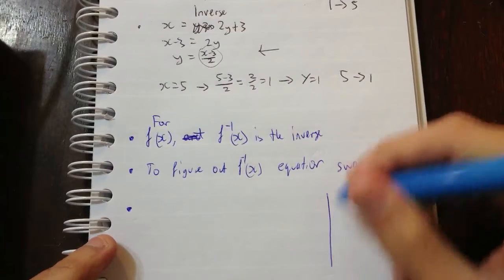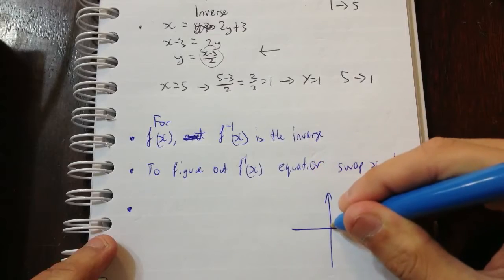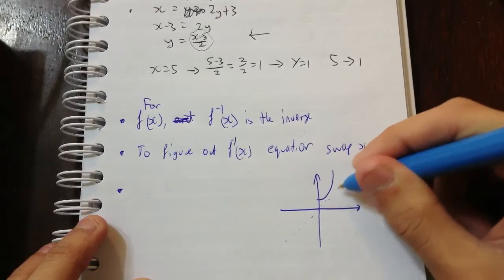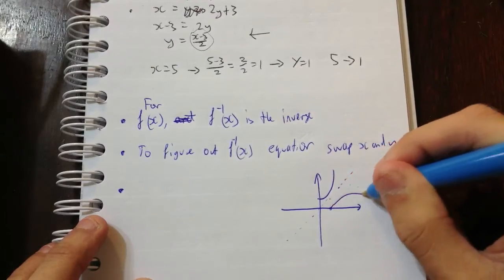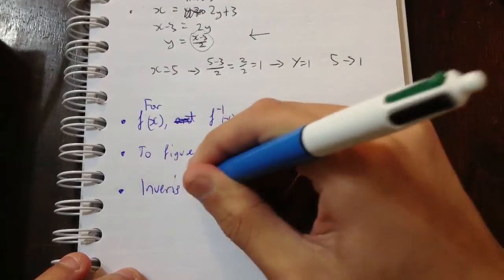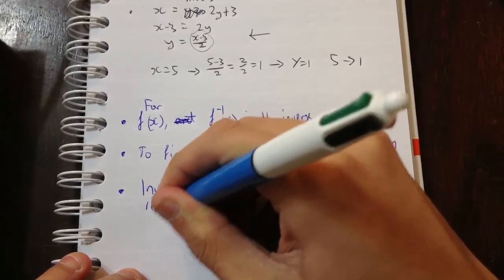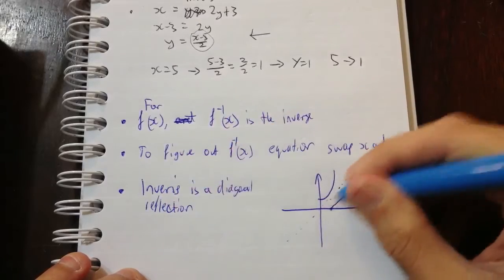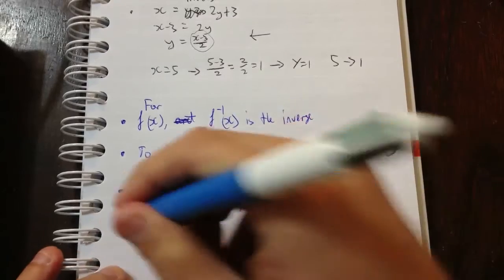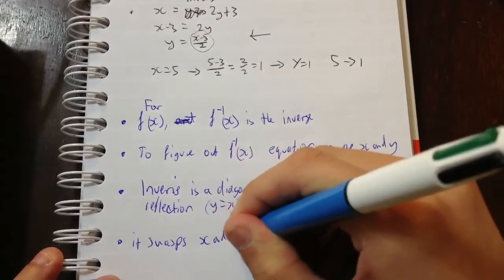If you draw a graph, so here's our regular graph, the inverse will be a reflection diagonally. The inverse is a diagonal reflection. And this line, what's the diagonal? It's y equals x, because what it does is swap all the x's for y's, just like when we were trying to solve it.